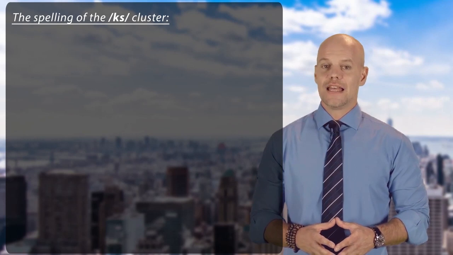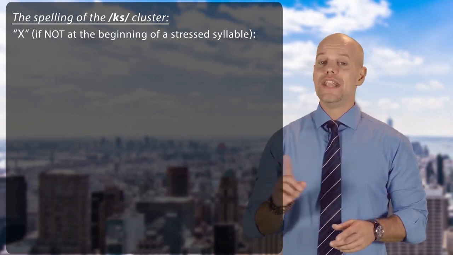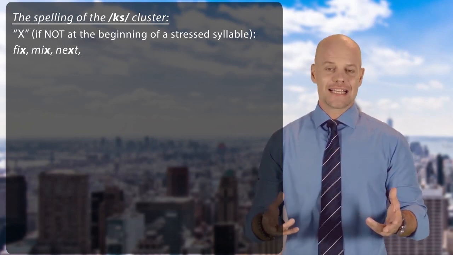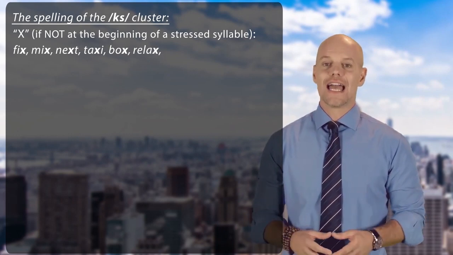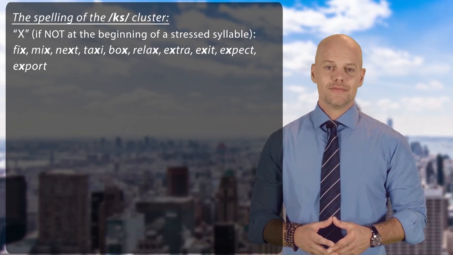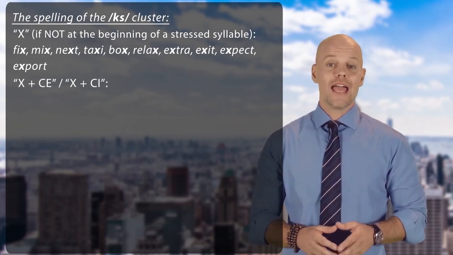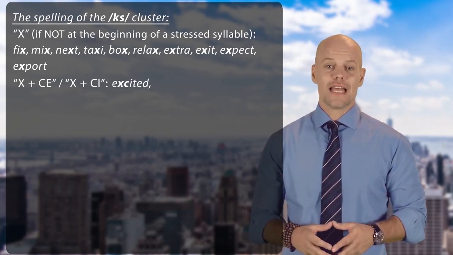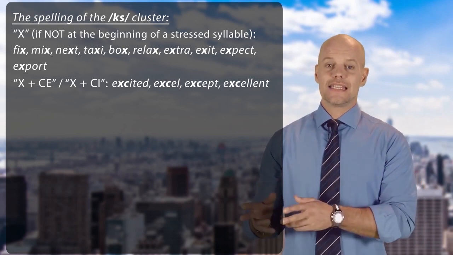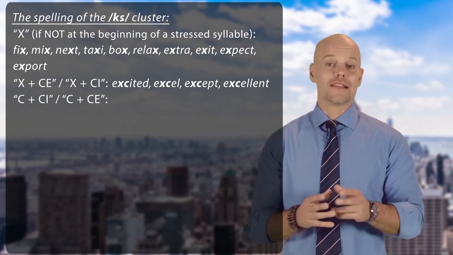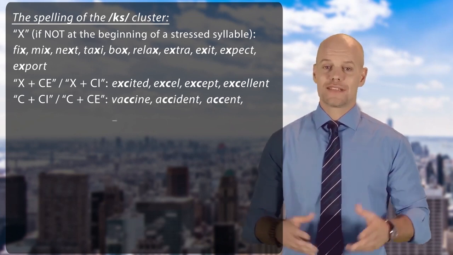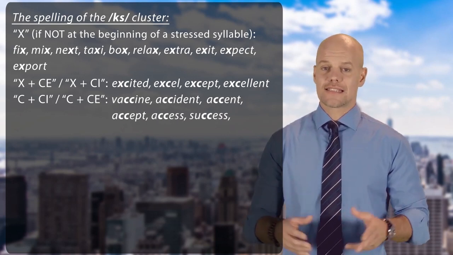The X cluster. The X is pronounced as KS if it's not at the beginning of a stressed syllable. Fix, mix, next, taxi, box, relax, extra, exit, expect, export. X plus CE and X plus CI. Excited, excel, accept, excellent. C plus CI and C plus CE. Vaccine, accident, accent, accept, access, success, succeed.